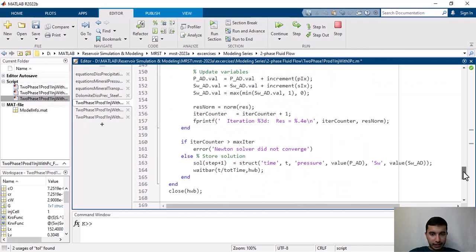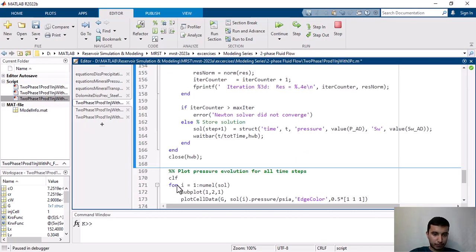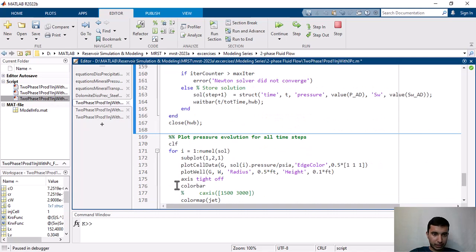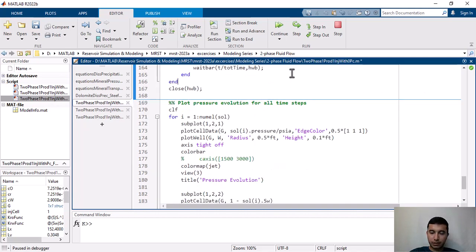All right, and here after if the solution is converged, the values will be stored in the struct, and that's it. And here the outer loop is completed. Alright, so let's run the code to see what the output is going to look like.